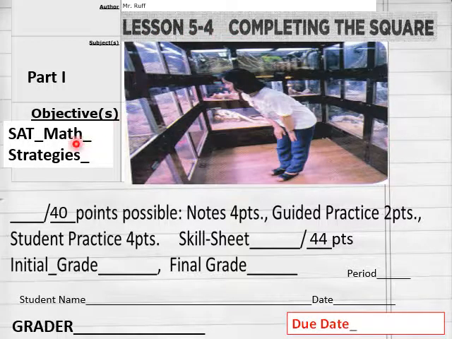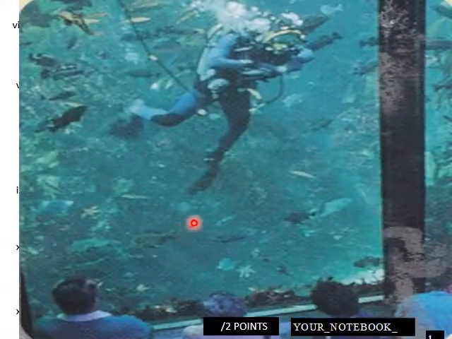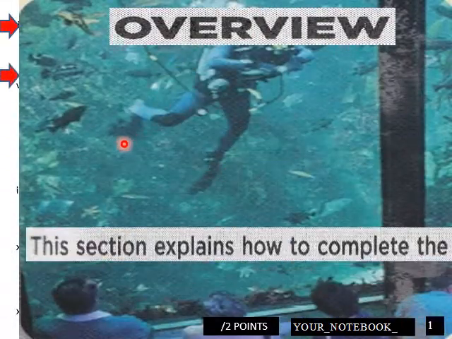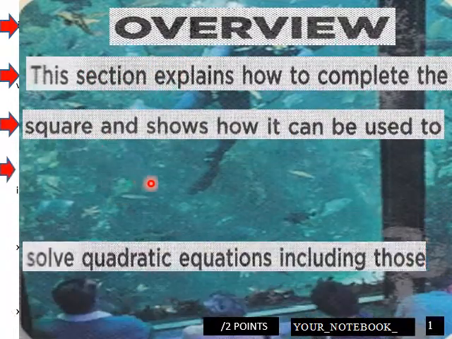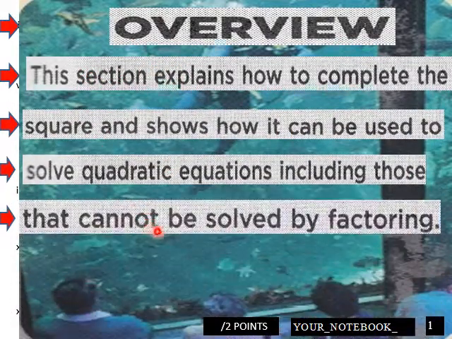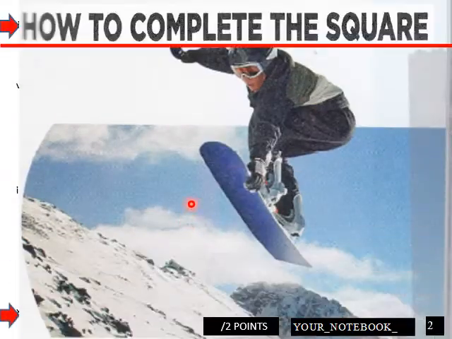5.4, completing the square. We've got 40 points here that would go into your note-taking guide, and then a 44-point skill sheet at the end of this lesson, which is not included in this overview. This section explains how to complete the square and shows how it can be used to solve quadratic equations, including those you solve by factoring.